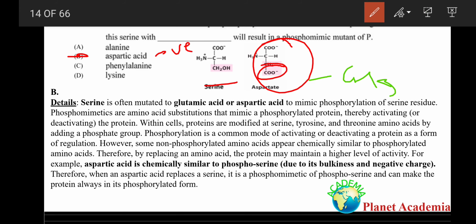Now see the next option. Lysine. Do you remember lysine is a basic amino acid. Basic amino acid, so it has a plus charge instead of a negative charge. So this surely cannot be the answer. So what is the right answer? B. Aspartic acid, the right answer.